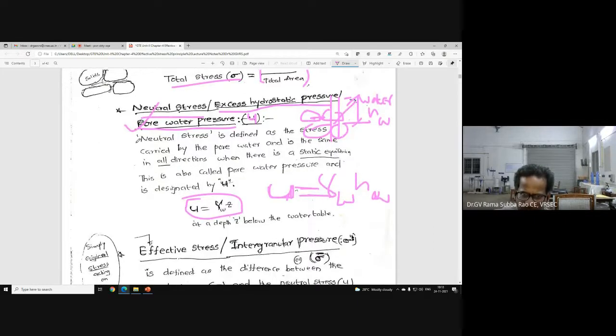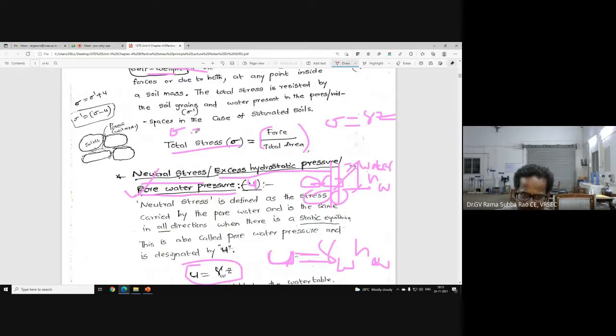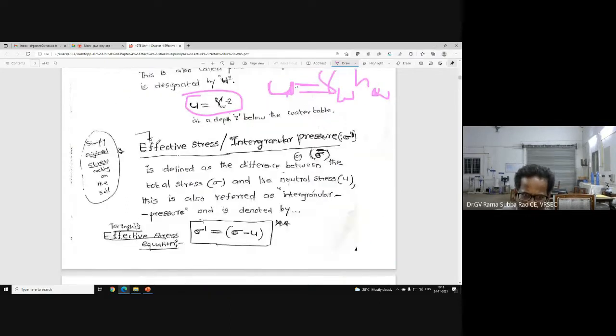Now you see we have a total stress sigma, and we have a pore water pressure u. Now we are discussing the original stress acting within the grains of the soil mass. This I am trying to call effective stress, sigma dash. Effective stress means the original stress acting between the particles of the soil mass. That's why it is called effective.